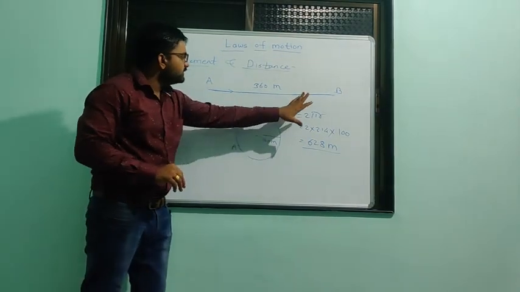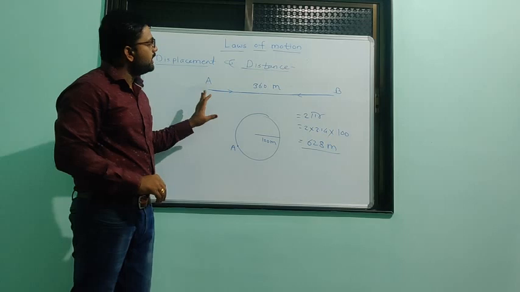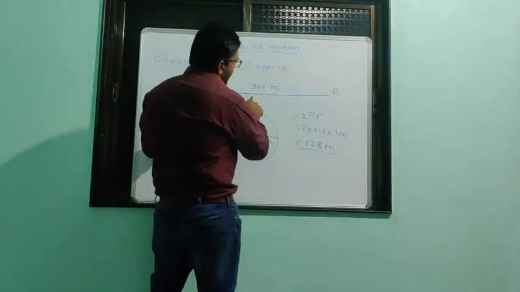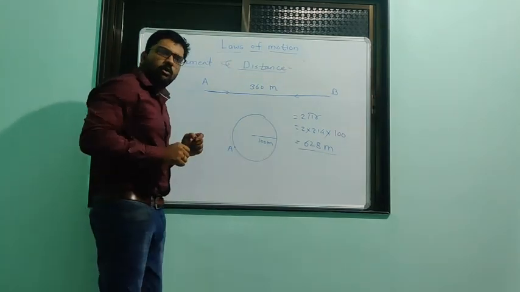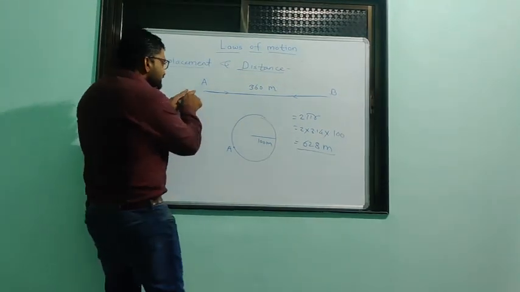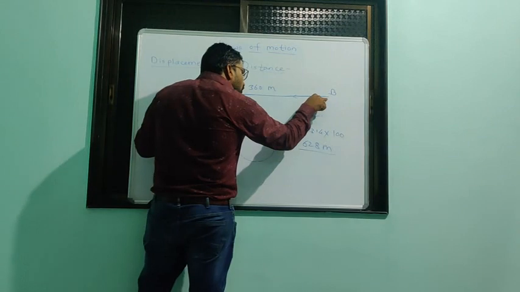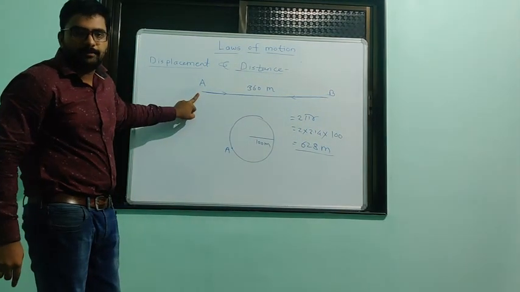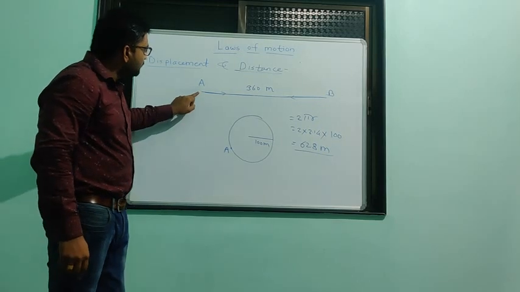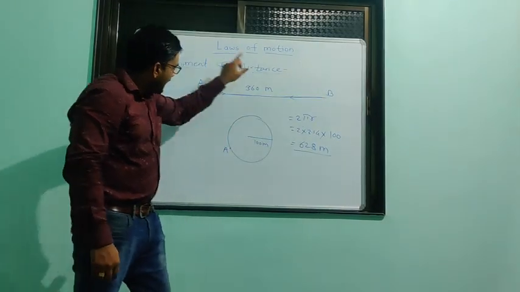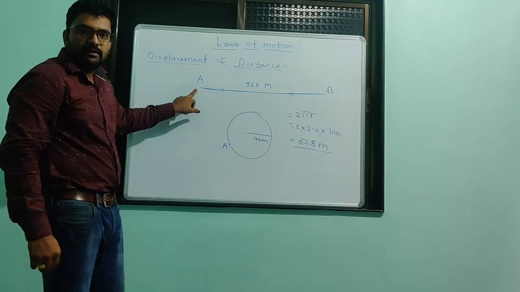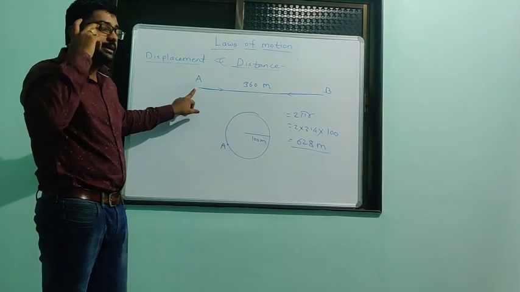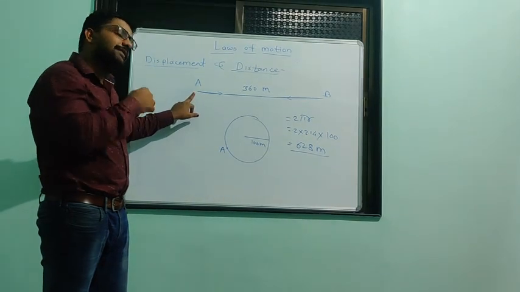Now consider this is a one straight line track. One car starts from here, and the length of this track is 360 meter. What happened? This car starts from point A, goes towards point B and again comes back to point A. So what about the distance and displacement? Now we see the definitions.